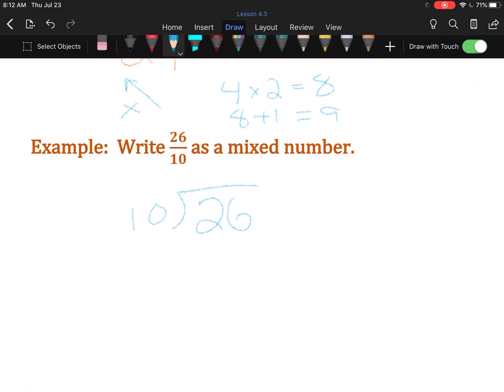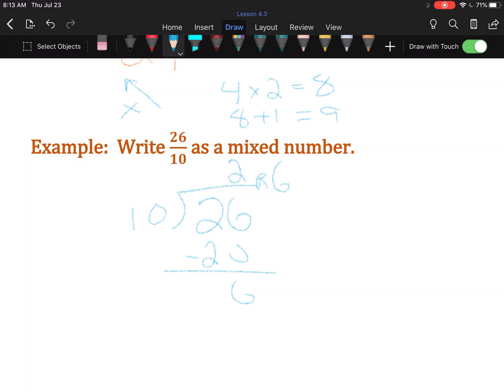Now, how many times does 10 go into 26? Twice, with a remainder of 6. And this is one interlude. You're allowed to have remainders when we convert to mixed numbers, and that's okay.